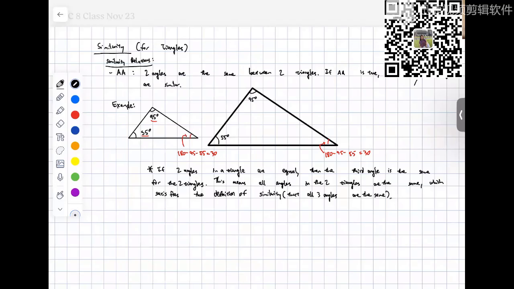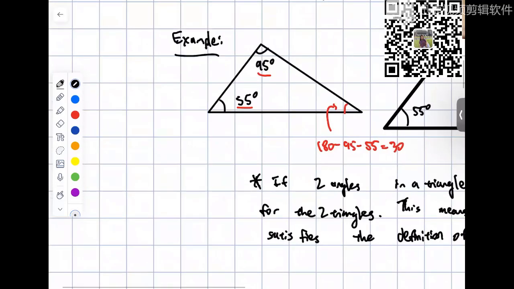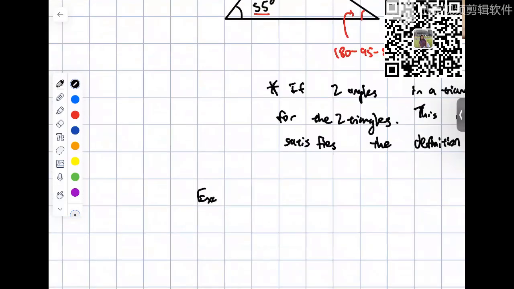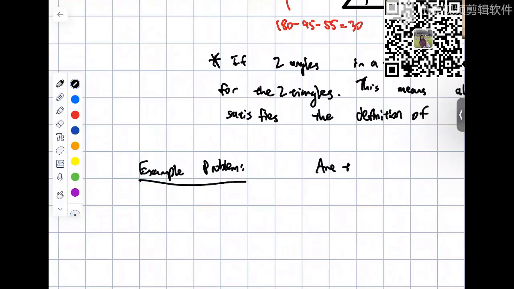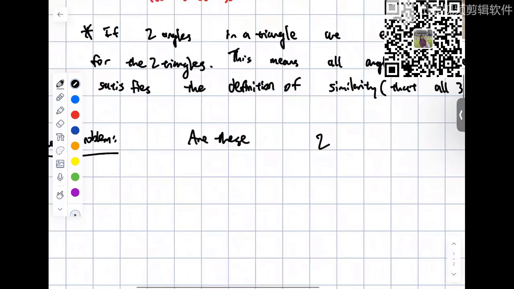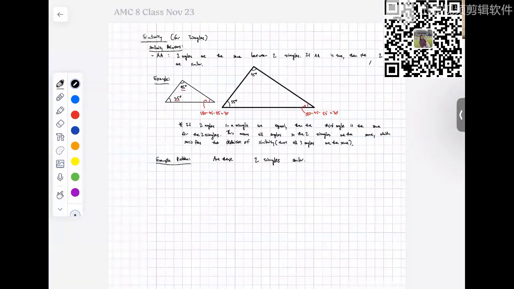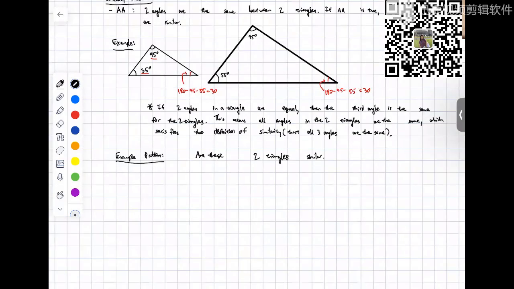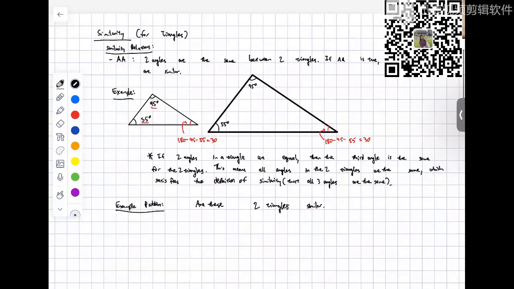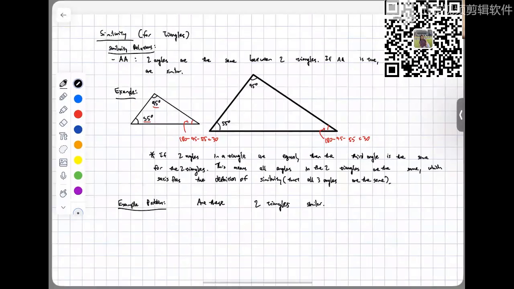Let me give you guys an example problem. Are these two triangles similar? And I'm going to draw them, but I don't want you guys to see what technology I'm using to draw. So I'm going to unshare my screen for like 10 seconds, draw it, and then reshare it.